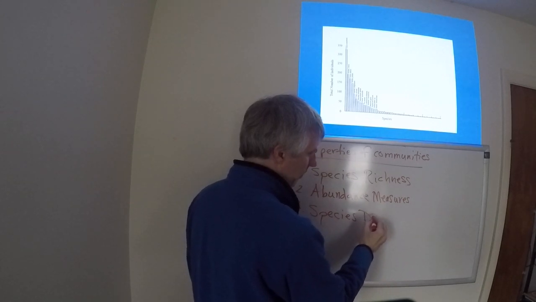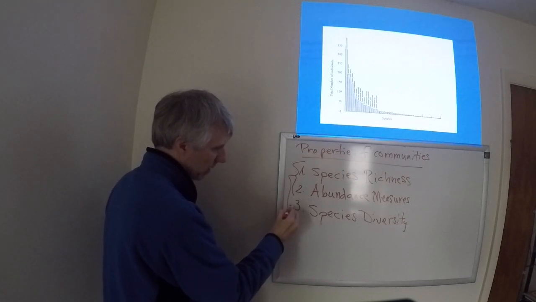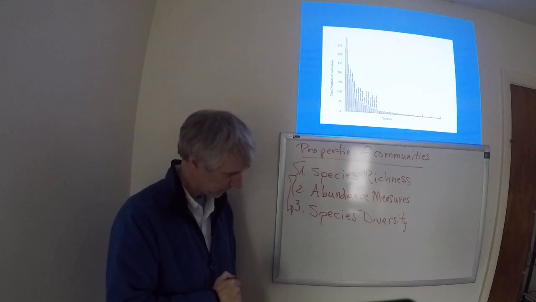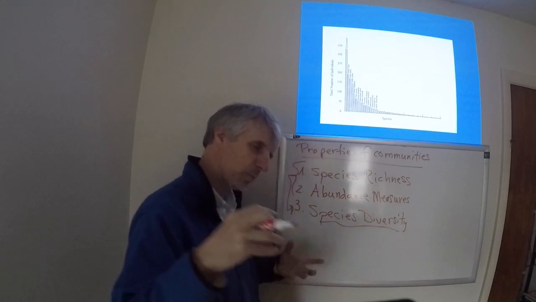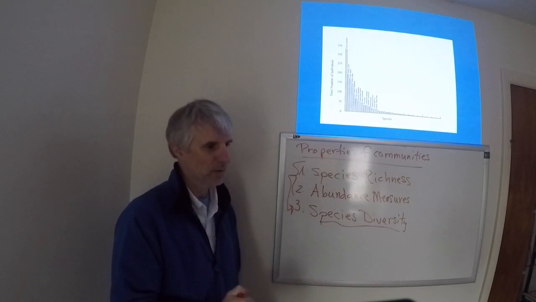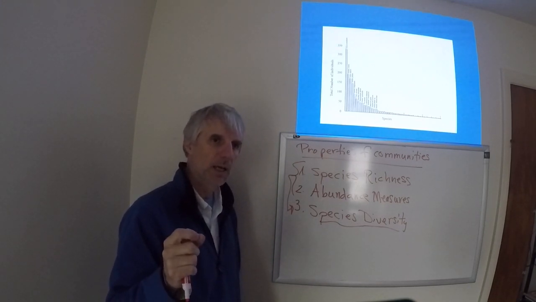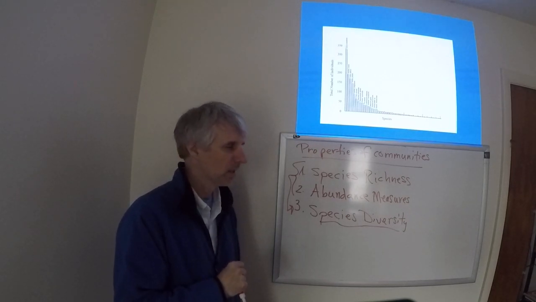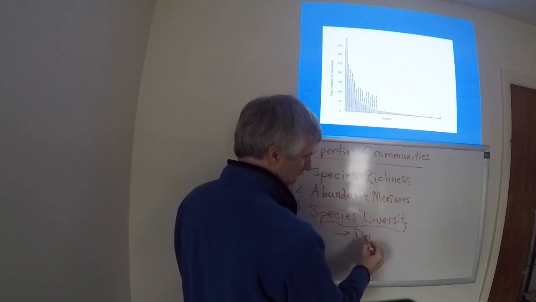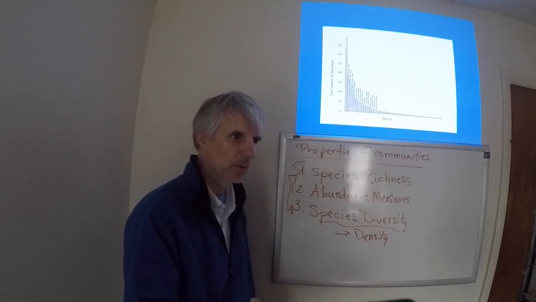Now what we're going to do is basically combine the first two properties, richness and abundance, and kind of smoosh it all together to come up with this measure we call diversity. So species diversity is an index that incorporates both richness and relative abundance of species. And the most common abundance measure to use would be a relative density value.